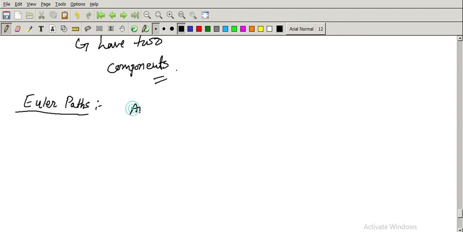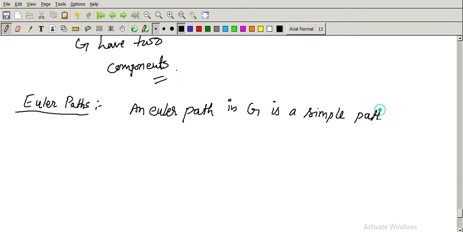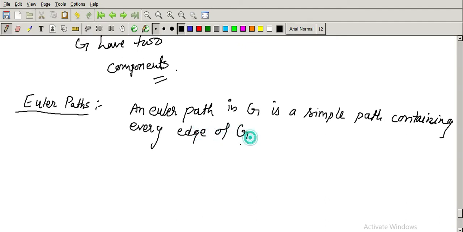What is an Euler path? An Euler path in G is a simple path containing every edge of G. So this is the definition for Euler path.